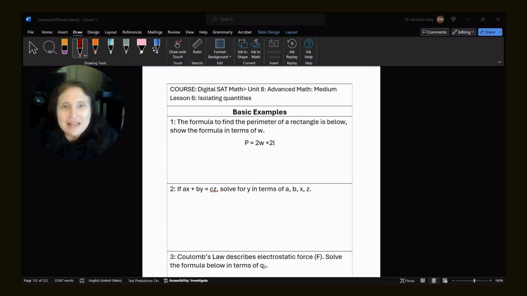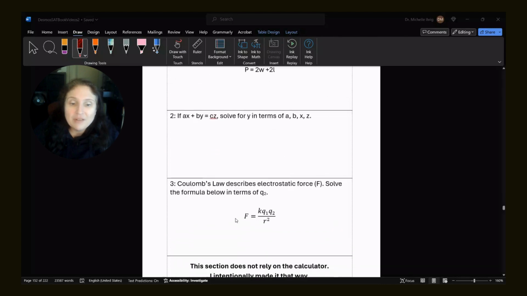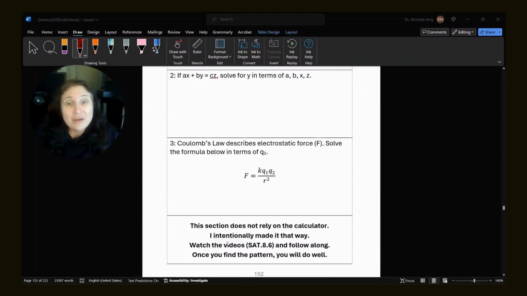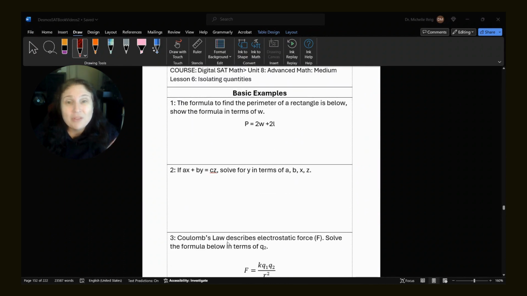Now, 95% of my videos focus on Desmos. I intentionally made this unit, or definitely the basic examples, this whole thing, not allow you to use the Desmos calculator. The reason is, to me, some of these questions, more the harder ones, will be the ones that'll get you into the 600s. And so I just want to show you how to do it without it.